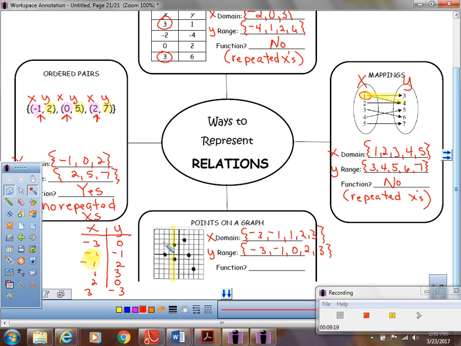Okay, so you can check your vertical lines and make sure there's only 1 point. See, this one had 2. There should only be 1 point on each vertical line. So no, it's not a function. It has repeated X's.